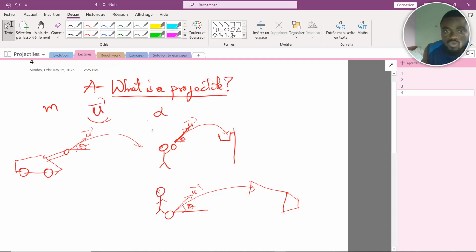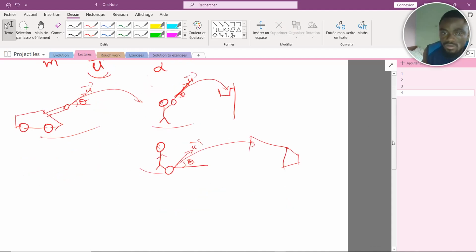Is that okay? So I gave you the definition of a projectile. I gave you these three examples. So when a war chariot shoots a bullet, the bullet will always describe what? A projectile motion. So those are three real world examples of projectile motion.